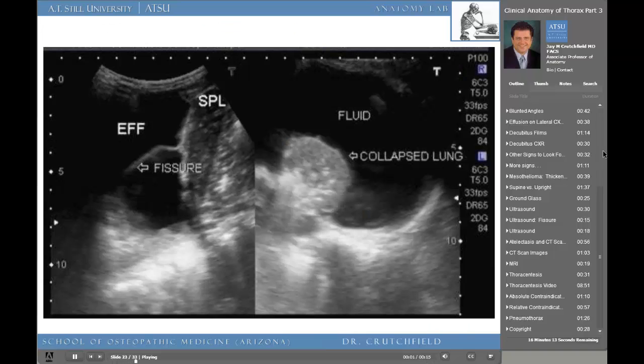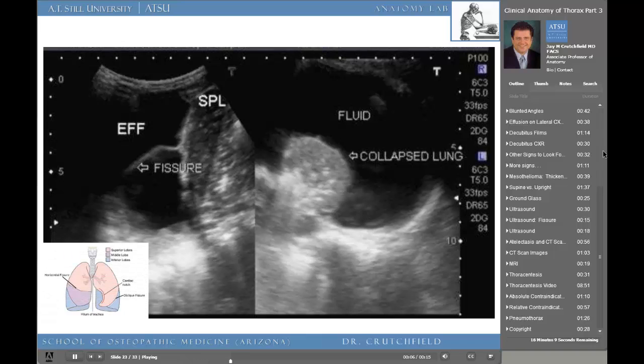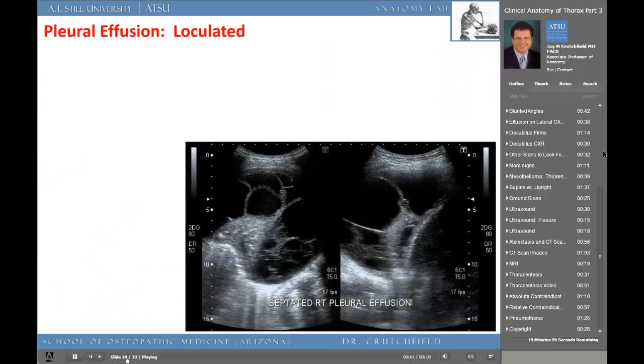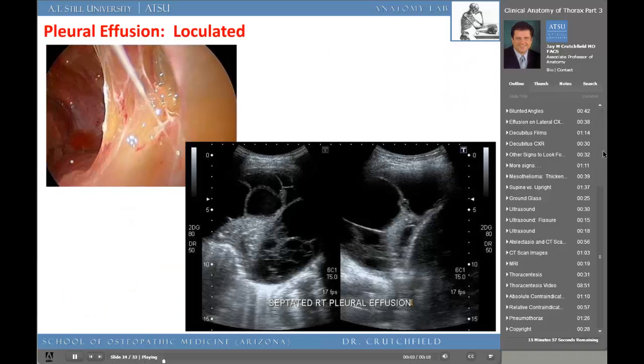Here's examples of loculated pleural effusions, like multiple small balloons thrown in lying next to one another. These are hard to drain because you have to drain each one of them separately. The right also shows us the same, multiple septa, multiple fluid collections.